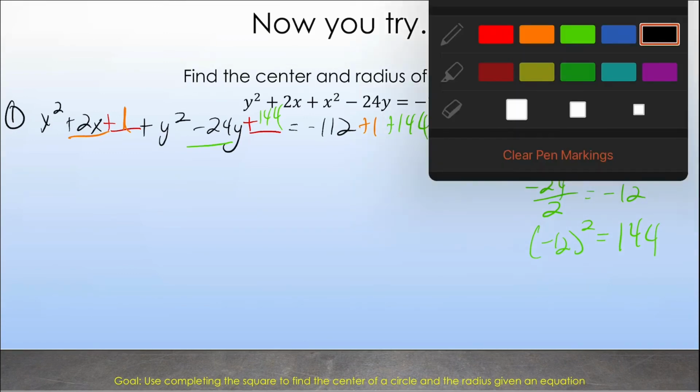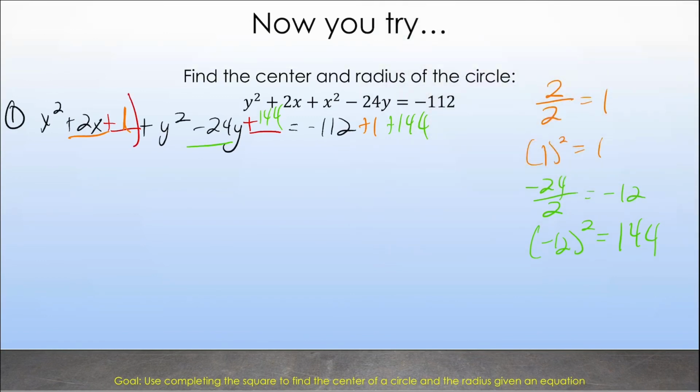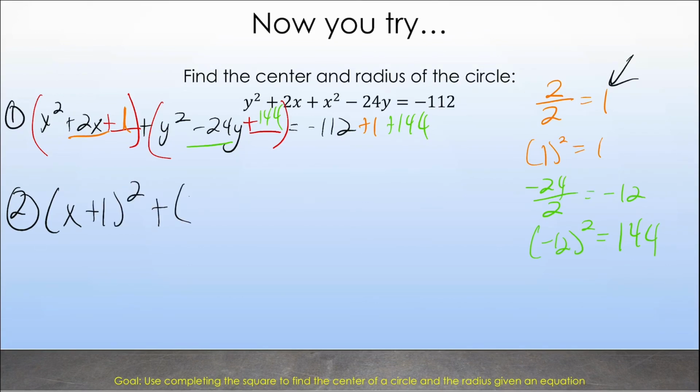Okay. Now, we can kind of group these here, and we can factor each side. I get (x plus 1) squared plus (y minus 12) squared equals, let's see, 112 plus 1 plus 144. It's going to give me 33.